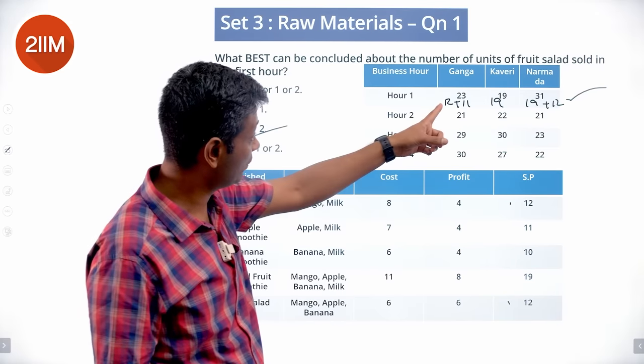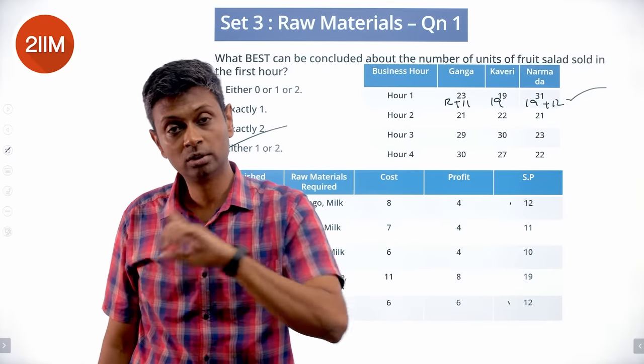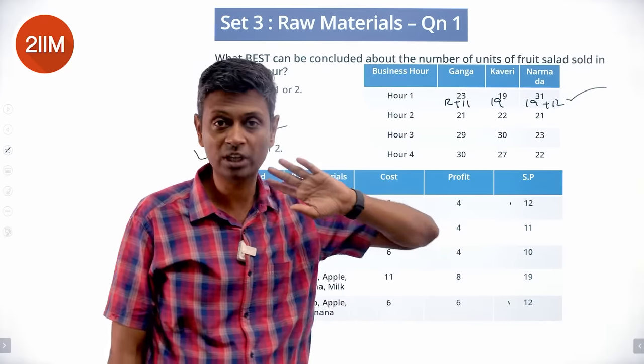The first 12 in Ganga's case could have come from mango smoothie or fruit salad, whereas this is definitely fruit salad, so 1 or 2.